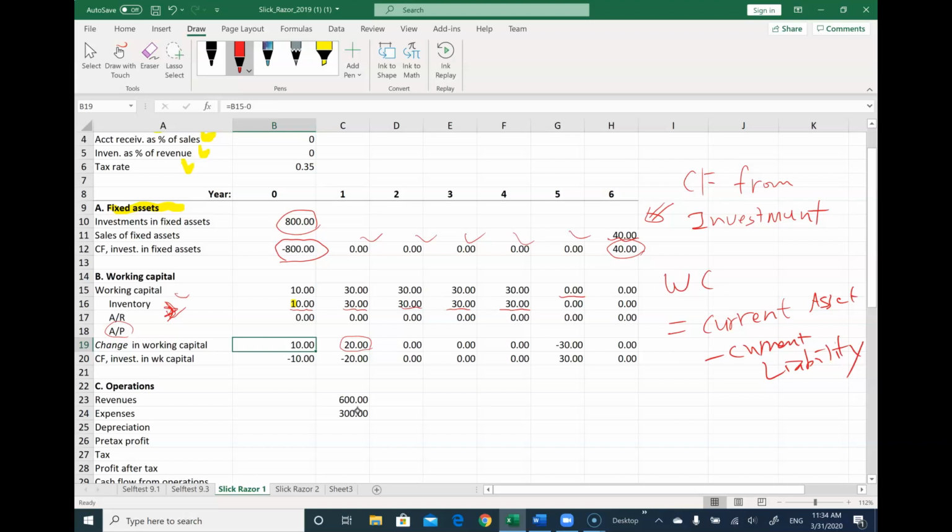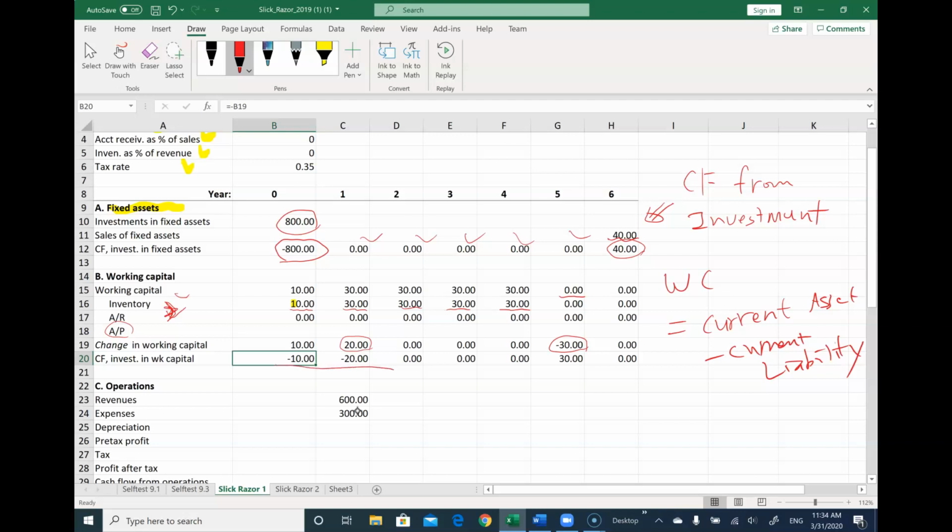Between year 4 and 5, because the company will use up the inventory to wind down the product, the inventory will go down by 30. So this is the change in the working capital. And because the increase in the working capital is a cash outflow, when you look at the cash flow from the investment in the working capital, right?